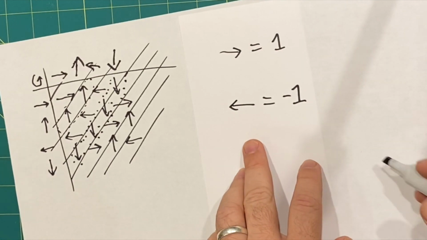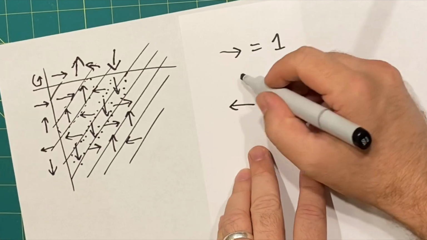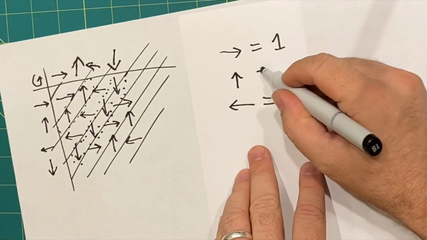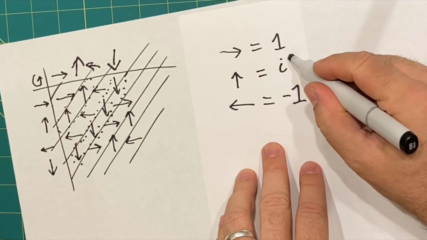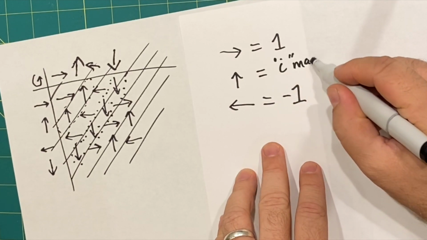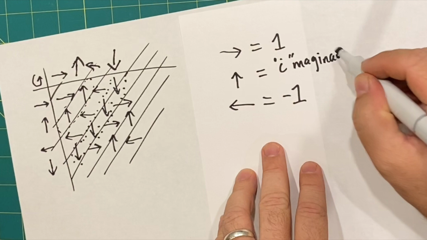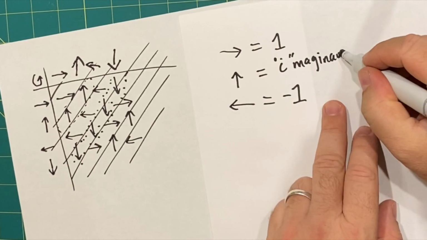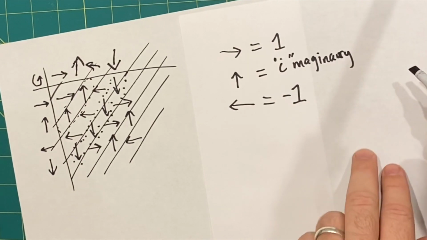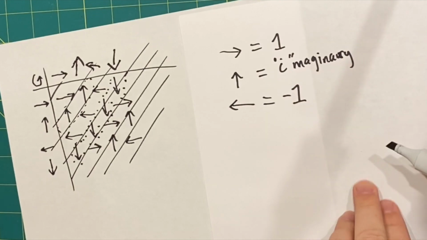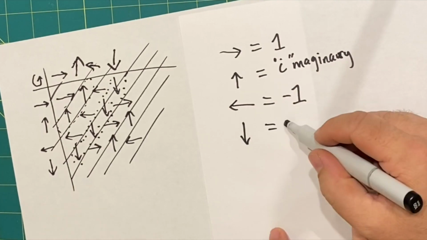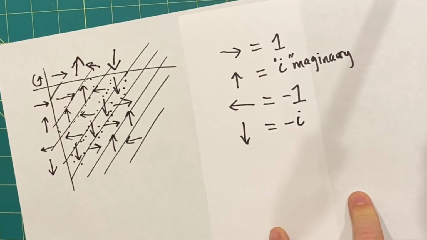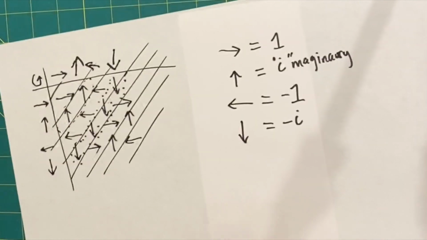Isn't that funny? Okay, now it gets even crazier. You know what this one's called? What? It's called I, the imaginary number. Isn't that funny? That's called I. Okay? And do you want to guess what this one's called? It's called -I. What? Isn't that crazy?